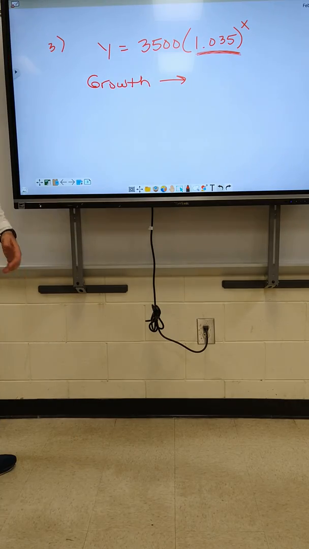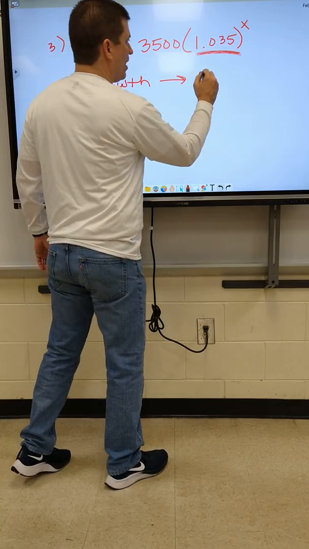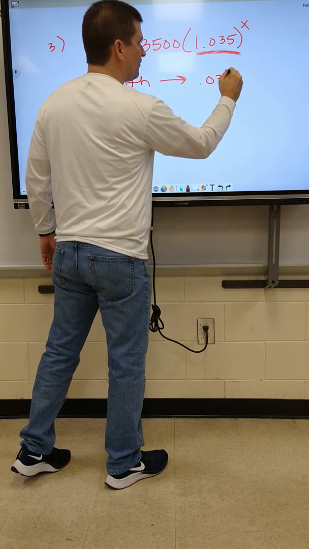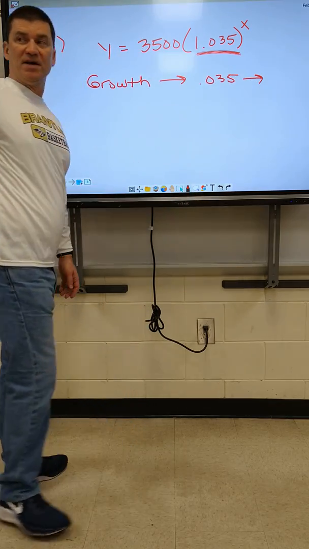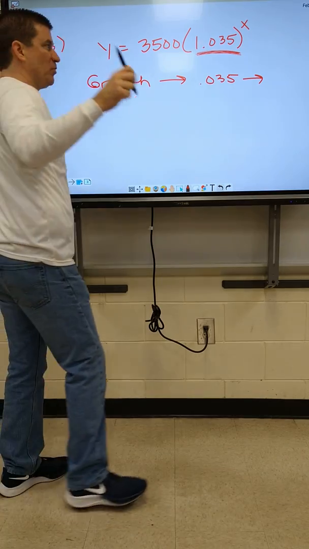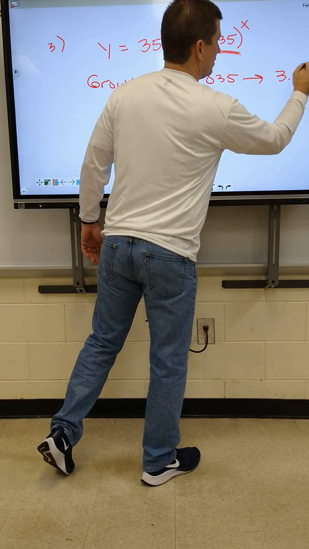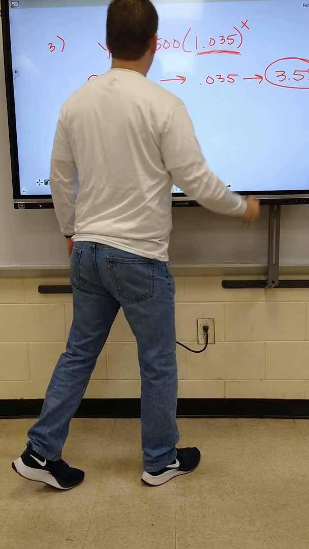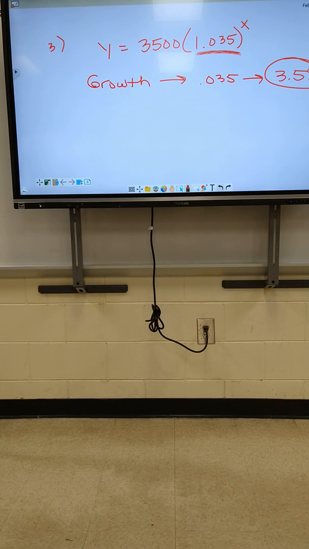Now, how much more than $1 is it? How much has it grown? Well, it's grown by 0.035, and if you move your decimal over twice, 3.5%. All right, that's what I gotta have on number 3. You gotta say growth or decay, and then by how much it's grown or decayed.